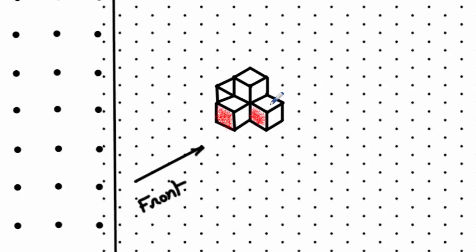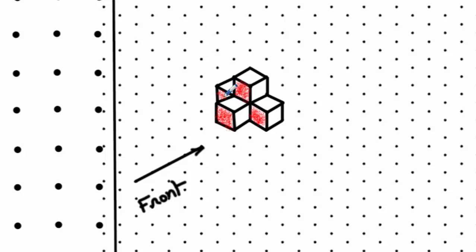What about this? Impossible. I cannot see it from the front view. This one? Impossible. This one? Impossible. This one? Impossible. But this one, yes, it's possible. I can see it from the front view. What about this one? Impossible. But this one, it's possible.